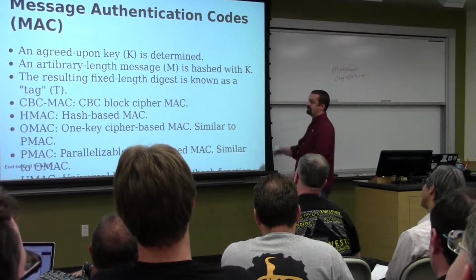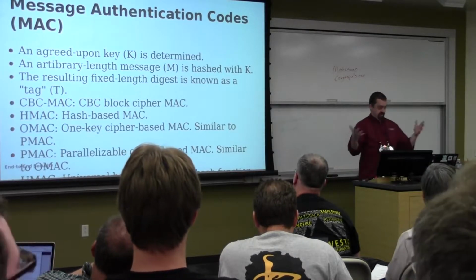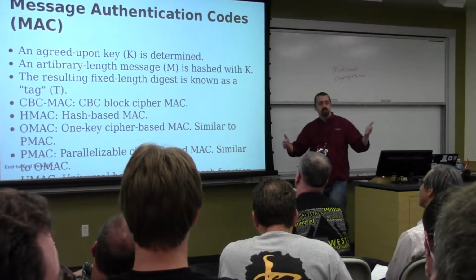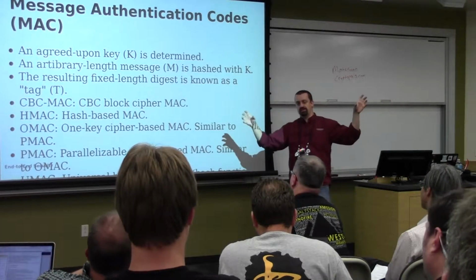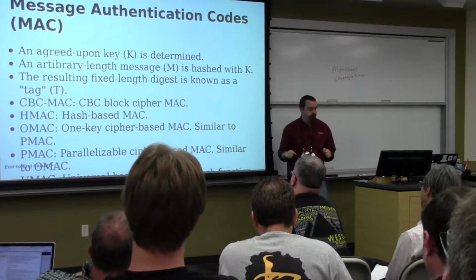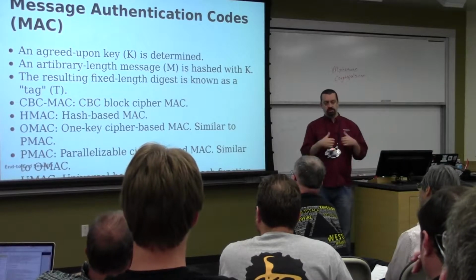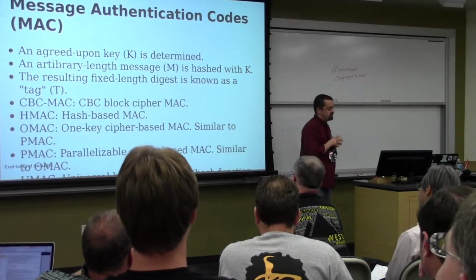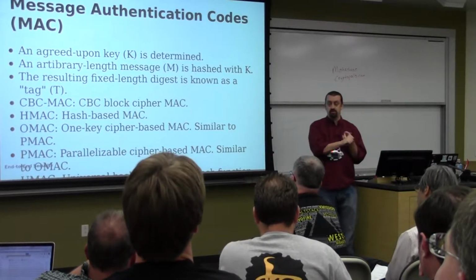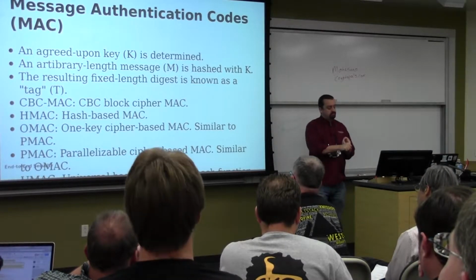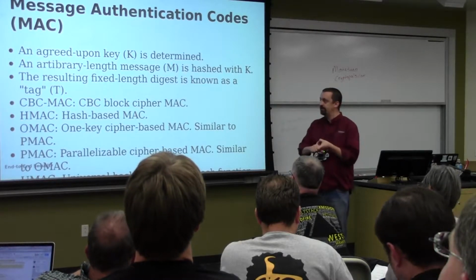All right. First off, for message authentication codes, this is going to be the authentication. I need the authentication. So the two parties, the parties on either end, are going to agree on a secret. We're going to call that secret K, all right? Then an arbitrary length message, the information that I'm wishing to send to the other end, is going to get hashed with K. It'll either get hashed in plain text or it'll get hashed in ciphertext. Regardless, it's going to get hashed. The resulting fixed length digest, we're going to call a tag, or T, okay?